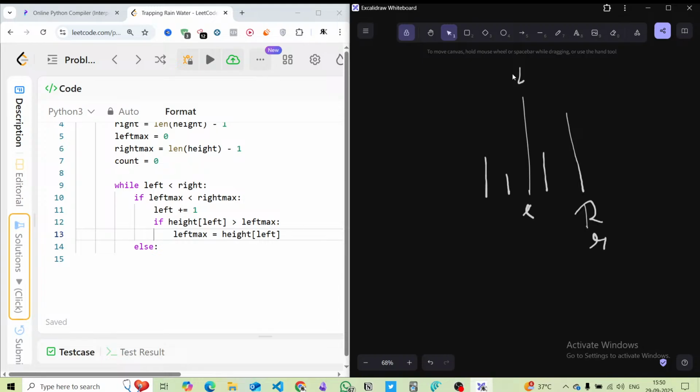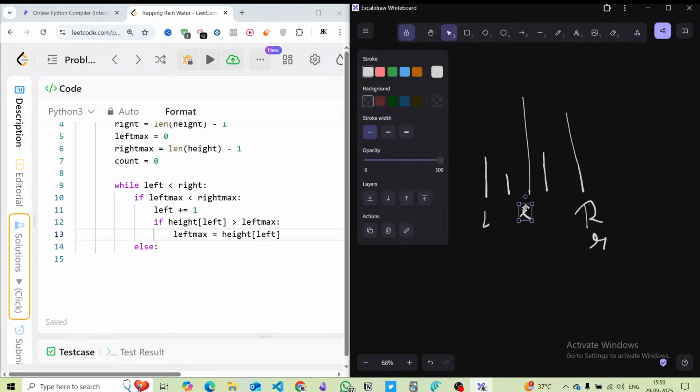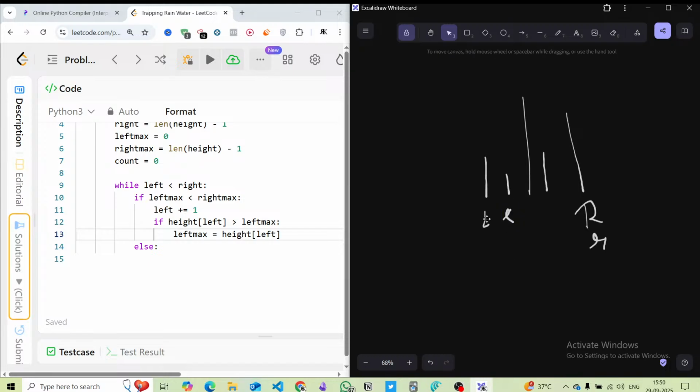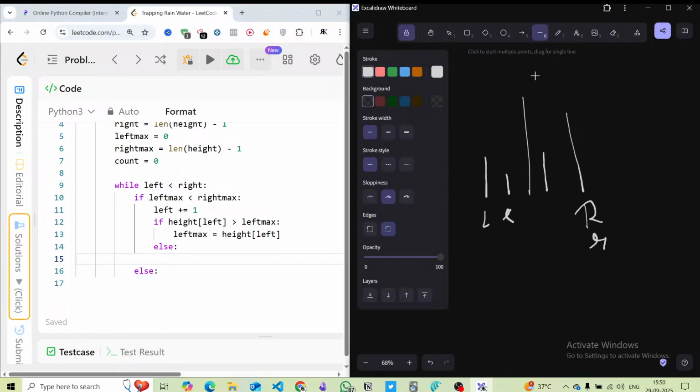So what if it is like this? Here the left is lesser than the left max, right? So if it is like this, what we need to do is add it to the count variable, but we need to subtract this, right? As I said in the previous examples, this will be the container, and this will be the container, right? Sorry, this will be one container.